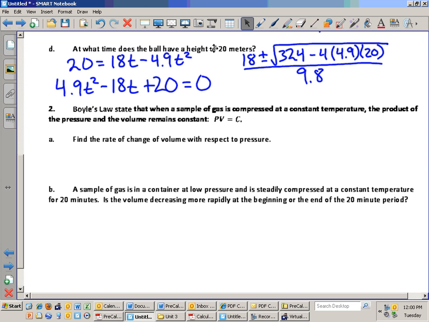But if it did, then you would have those two answers. Okay? Well, the question is, at what time. So we would probably get one time for the ball on its way up and another time for the ball on its way down. Good? Okay.